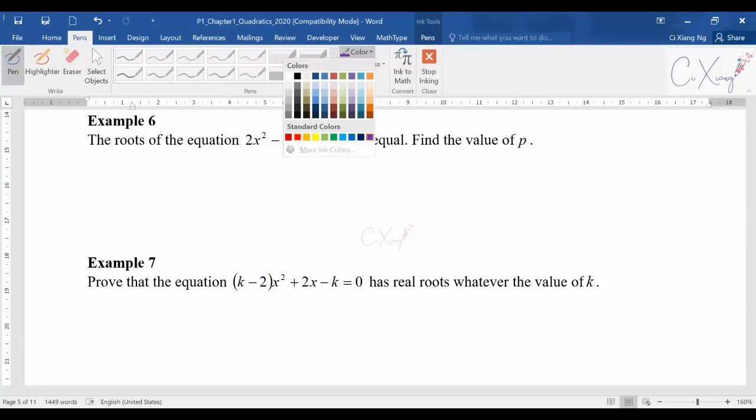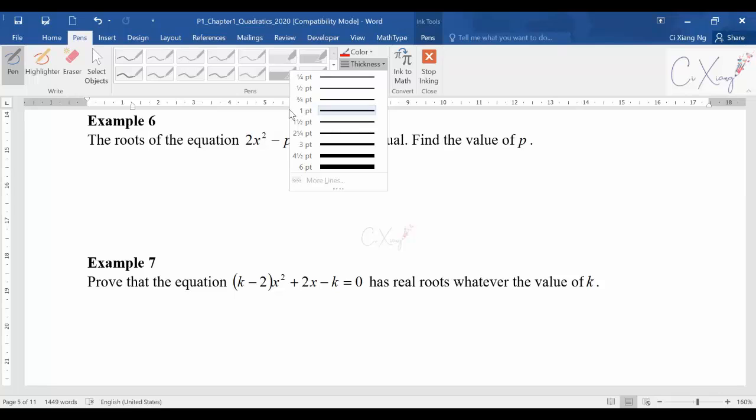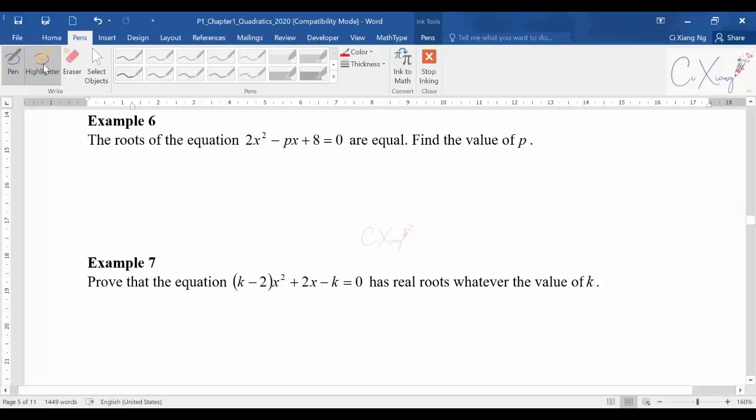Alright, so here they give you a quadratic equation, which is 2x squared minus px plus 8 equals 0, and they tell you that the roots are equal. When you know that the roots are equal, generally you should link it with b squared minus 4ac equals 0. If you refer to the summary on top, when you see the words real and equal, it means b squared minus 4ac equals 0. And they want you to find the value of p.